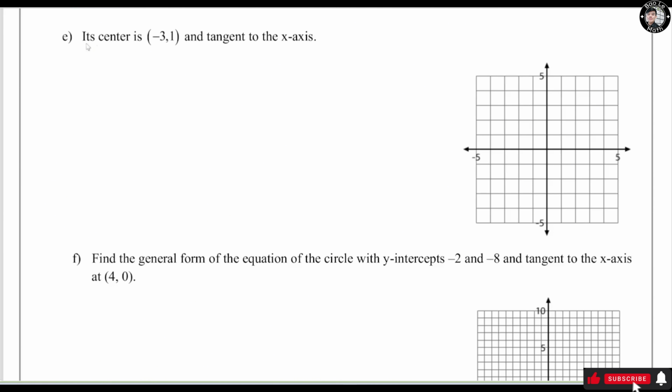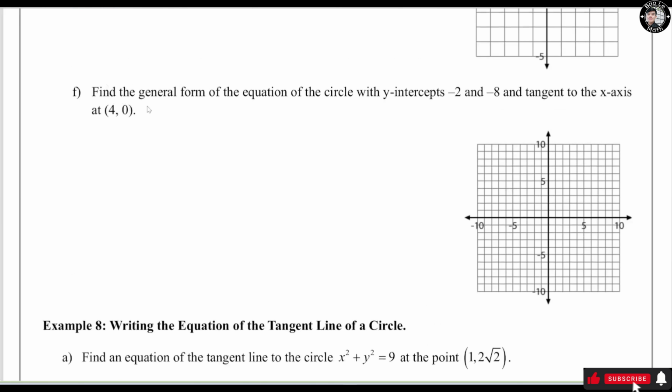Now question E, center negative 3, 1, and tangent to the x-axis, so this one is h and k, right? Negative 3, 1 is going to be right here. And tangent to the x-axis, so you know that the radius right here must be 1, right? So if you graph the circle, it's going to be something like this. The equation should be x plus 3 squared plus y minus 1 squared equals 1, right?